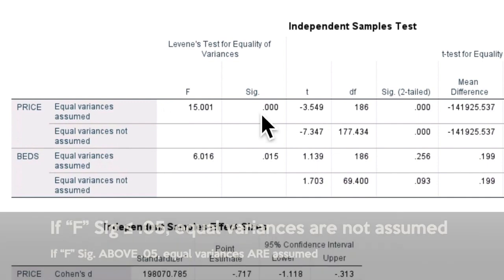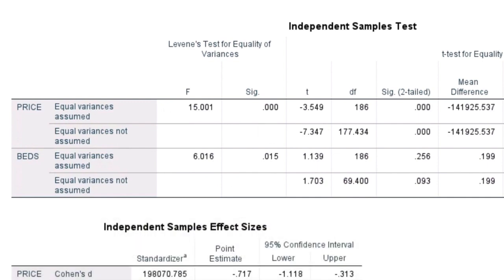Now, I will admit, I generally don't look at this right away. First, I look over here. This is the significance for the t-test for equality of means. So this table is basically two tables in one. So here's one table here around Levene's F-test for equality of variances. I know it's an F-test because it has the letter F over there.